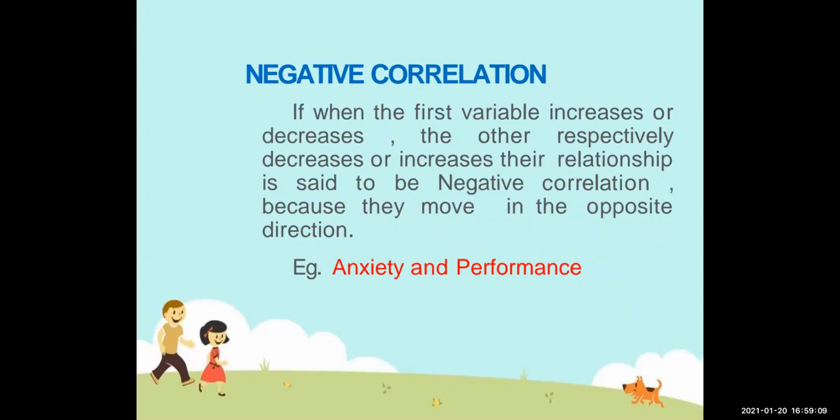Now, in case of negative correlation, when the first variable increases, the other decreases, and if one decreases, the other increases. So here it is said to be negative correlation because they are moving in the opposite direction. Like, let's say, for example, anxiety and performance.